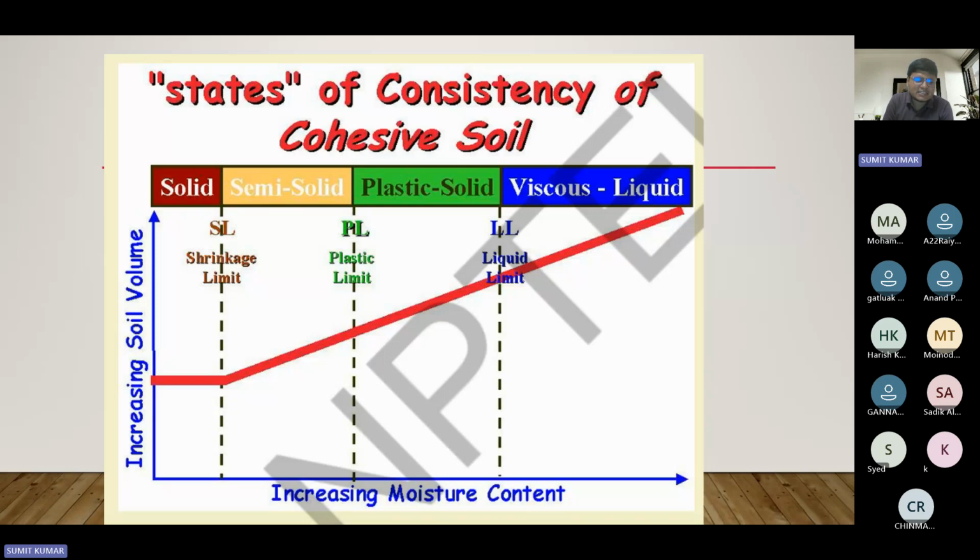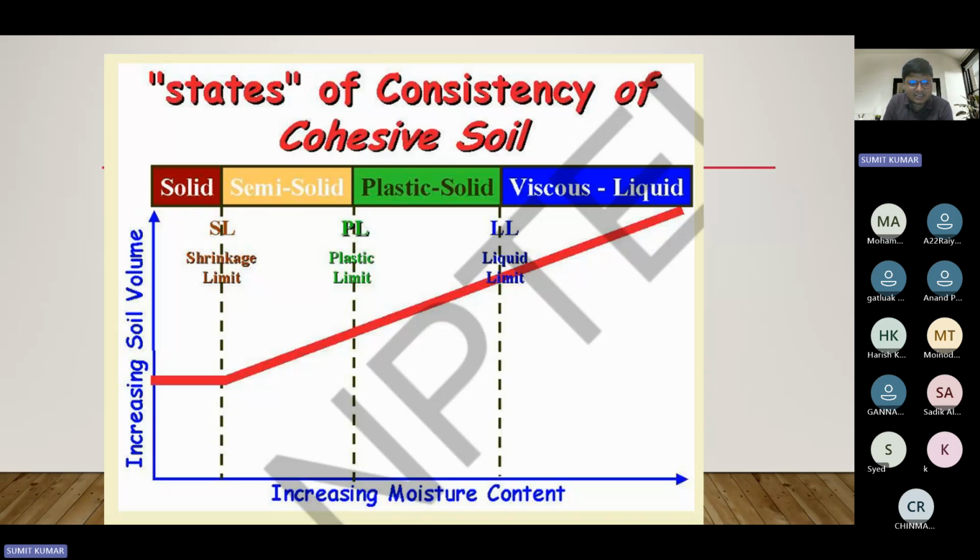You see, below the shrinkage limit, when we increase the moisture content, that is nothing but the water content. When we are mixing the water with the soil, there is no change in the volume. What is the reason behind that? There must be some reason. Suppose we have a glass of water and we are adding water to it, and there is no change in volume.